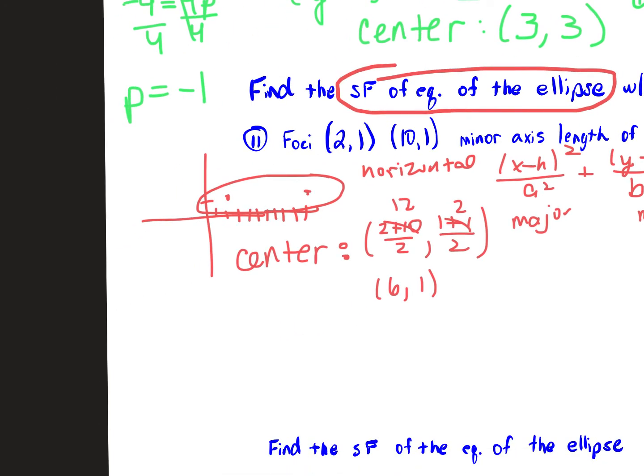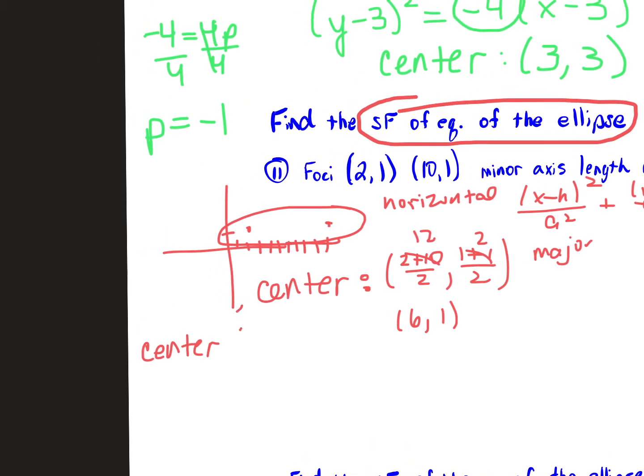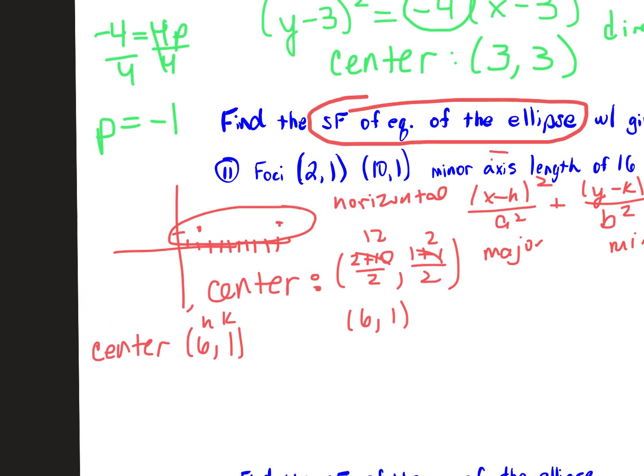Okay, I'm going to write that over here. I'm going to say center, because that's important, is at 6, 1. That's my h, and that's my k. They told me here that the minor axis length is 16.